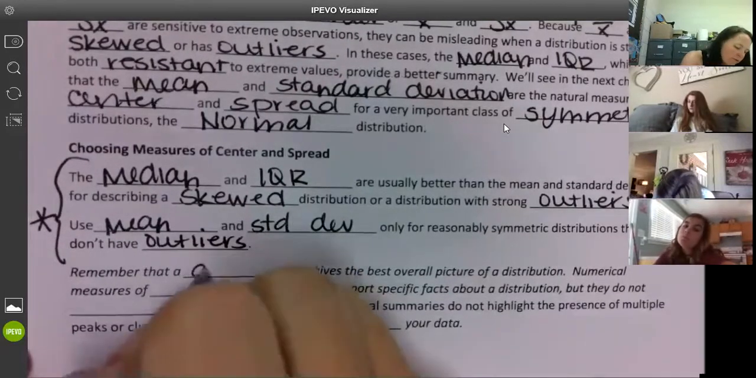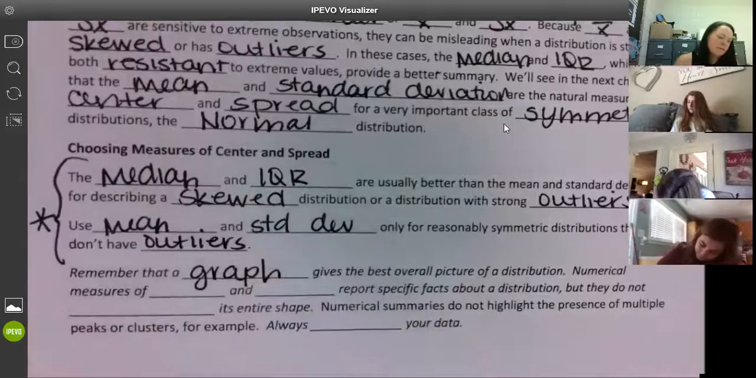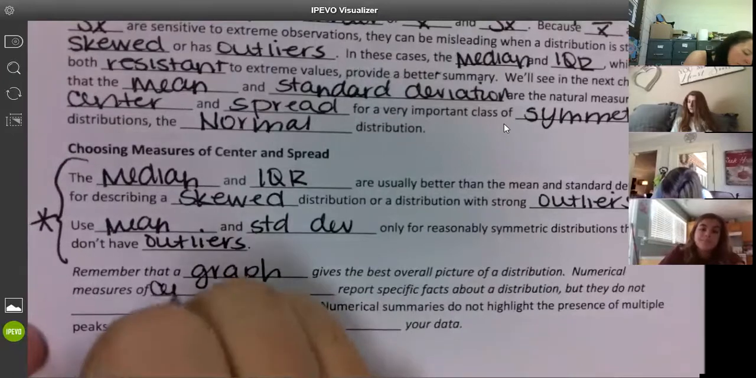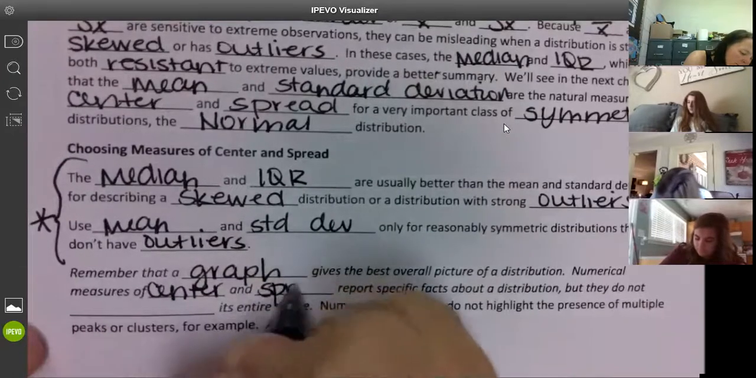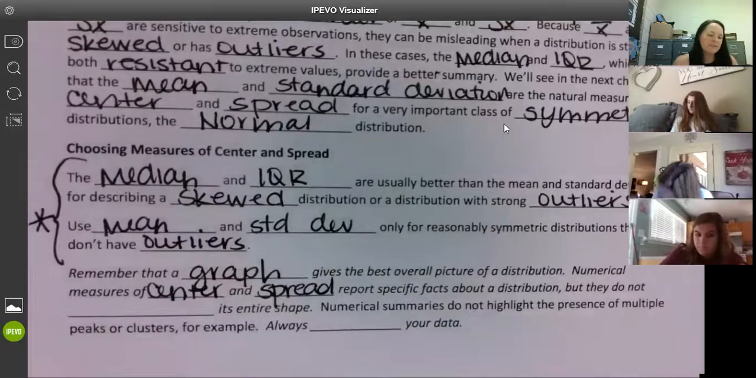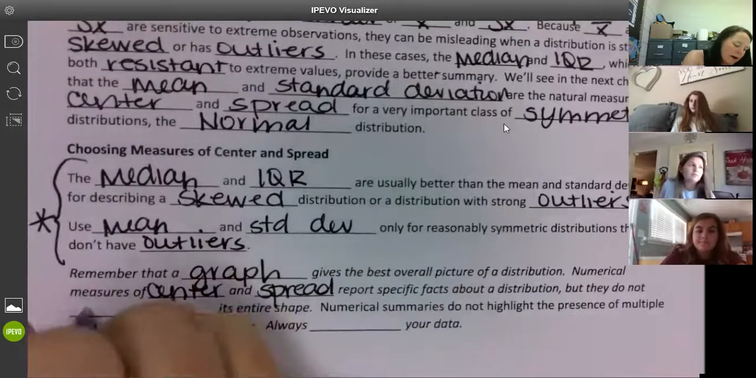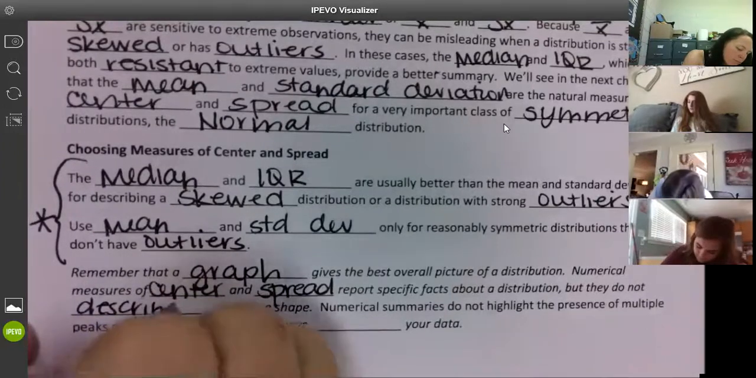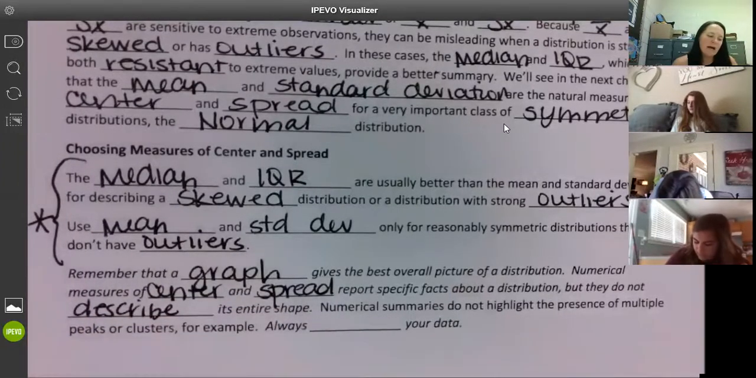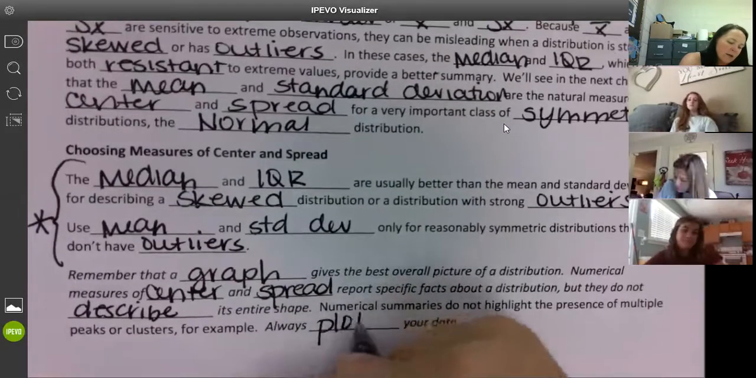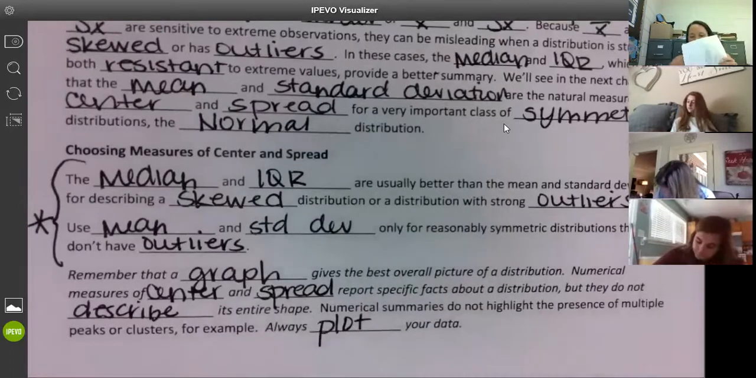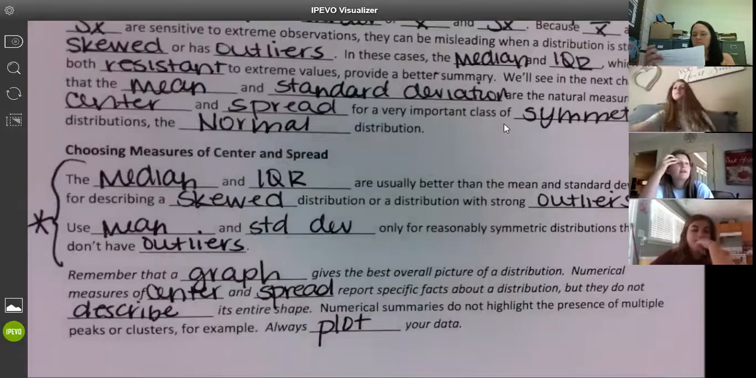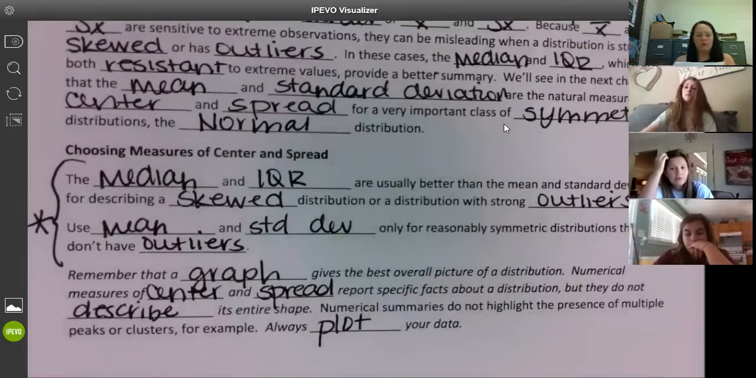Remember that a graph gives the best overall picture of a distribution. Numerical measures of center and spread report specific facts about a distribution, but they do not describe its entire shape. Numerical summaries do not highlight the presence of multiple peaks or clusters, for example. So always plot your data, and you will have to see that all the time. Always plot your data. Could you use median and IQR for a symmetrical graph? No. They will mark it wrong in a heartbeat.